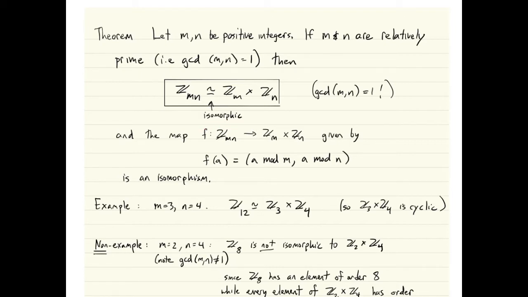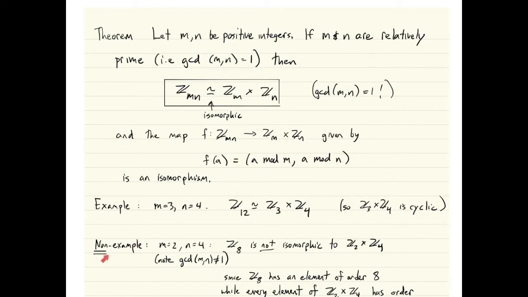Let's do an example. Let's take the two numbers m and n to be 3 and 4. So they are relatively prime, in other words, they have no common factor. And this theorem is claiming that Z mod 12, the numbers 0, 1, 2, 3, all the way up to 11, with the group operation being addition, is isomorphic to Z mod 3 cross Z mod 4. The elements of the right-hand side here, Z mod 3 times Z mod 4, are ordered pairs. The first number in the pair is 0, 1, or 2, coming from an element of Z3. The second number in the pair is 0, 1, 2, or 3, coming from an element of Z4. And the group operation is component-wise.